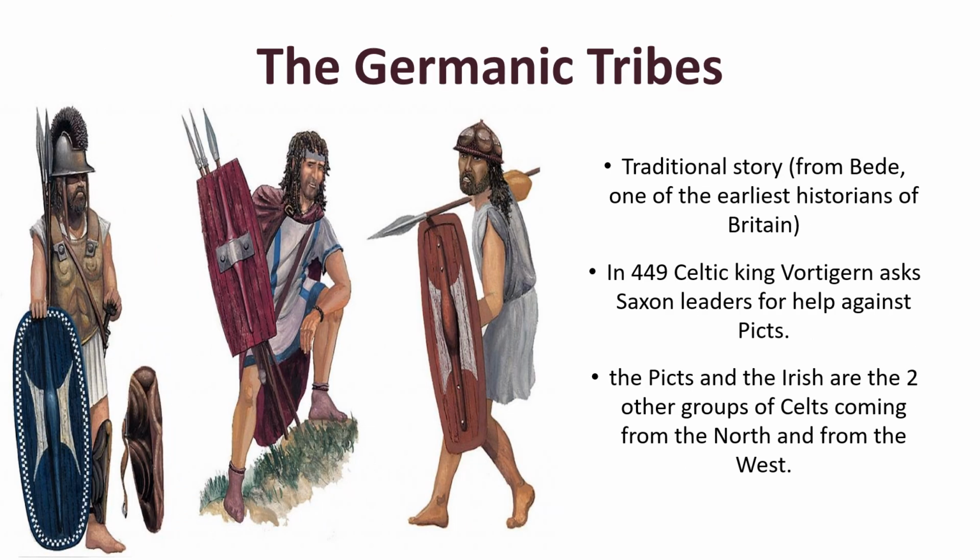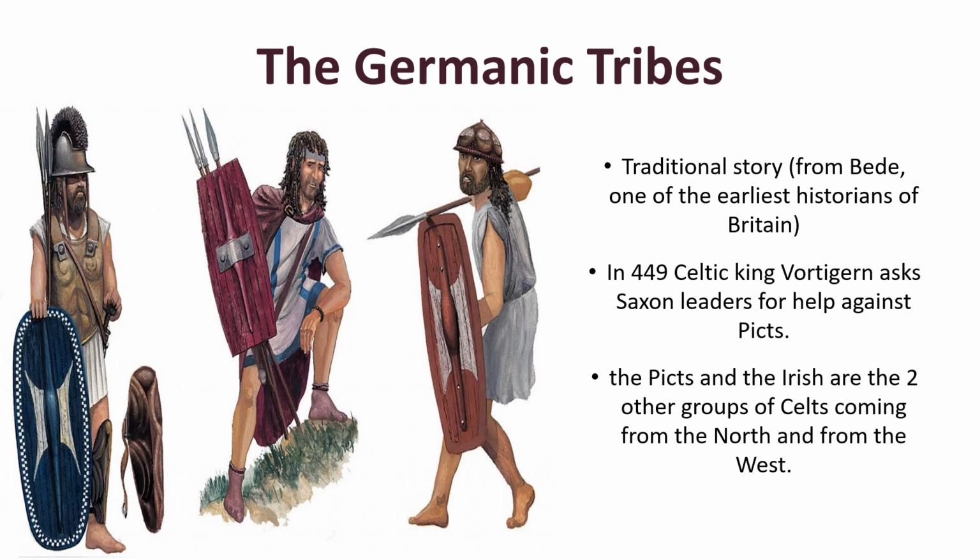Well, here I'm following a story by the writer Bede, one of the earliest historians of Britain. He was writing in the Anglo-Saxon period. He describes this in terms of a Celtic king, Vortigern, who is struggling to retain his kingdom against the Picts. The Picts and the Irish are the two other groups of Celts coming from the north and from the west. The Celtic king promises to pay the Saxons from the mainland quite a lot of money in order to help them against the Picts.